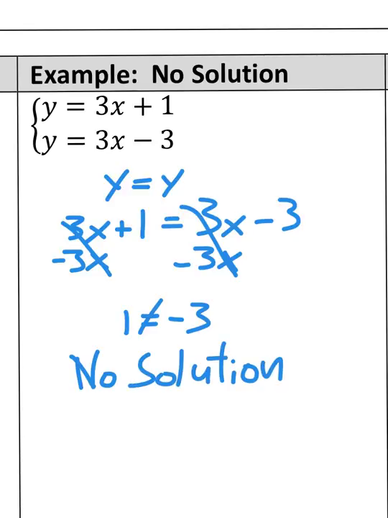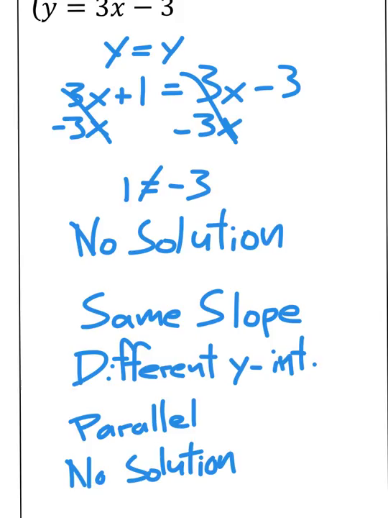Another way to look at these, if I look at this equation, right away there's actually a way you can tell that there's going to be no solution. Notice that they both have the same slope. They both have a slope of 3, but their y-intercepts are different. So when you have two equations that have the same slope but different y-intercepts, you know they're always going to be parallel and they're never going to intersect. So whenever you have two lines that have the same slope but a different y-intercept, that means they're parallel and there will be no solution.